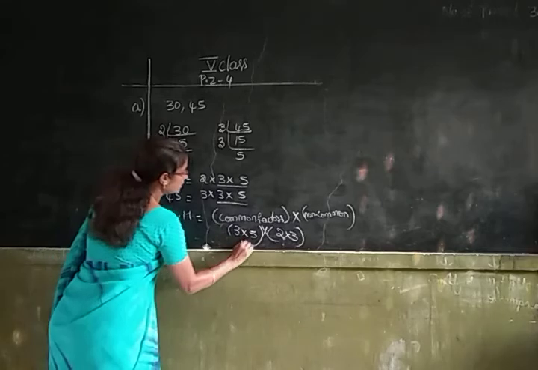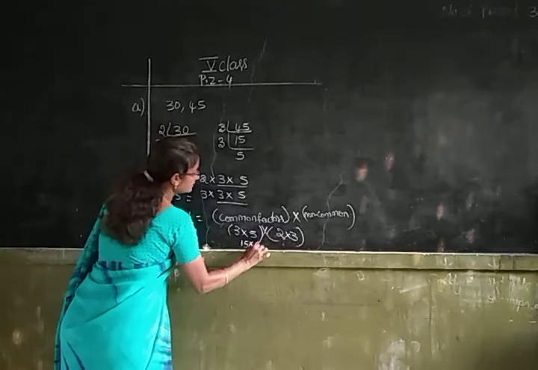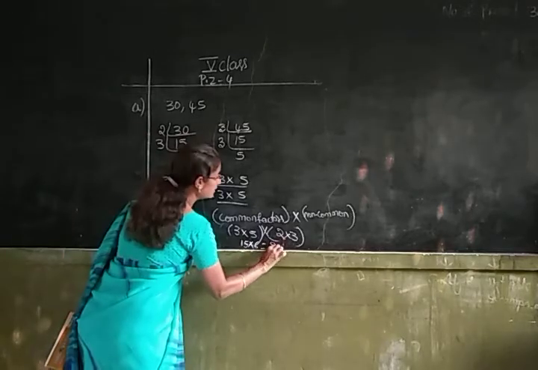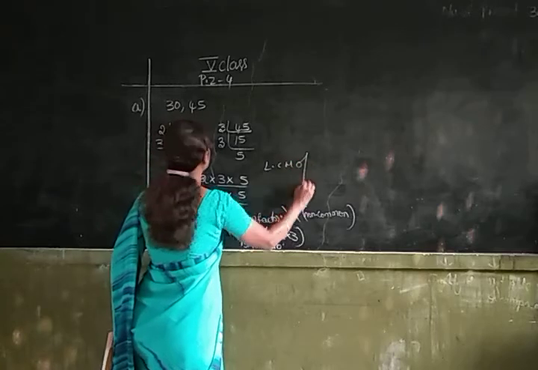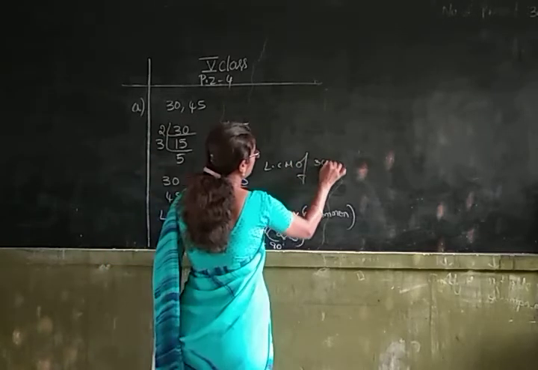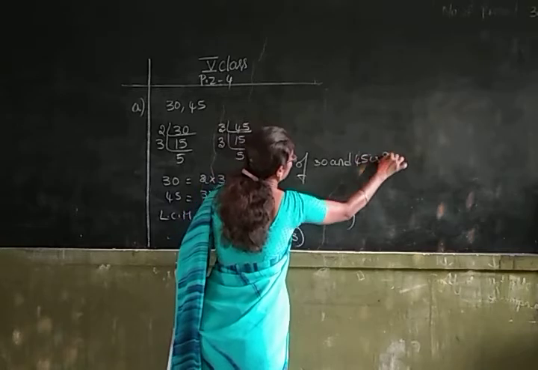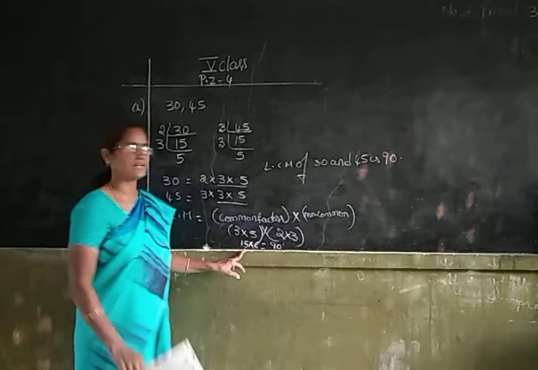3 5s are how much? 3 5s are 15. 2 3s are 6. 15 6s are 90. So LCM of 30 and 45 is 90. Okay children, LCM of 30 and 45 is 90.